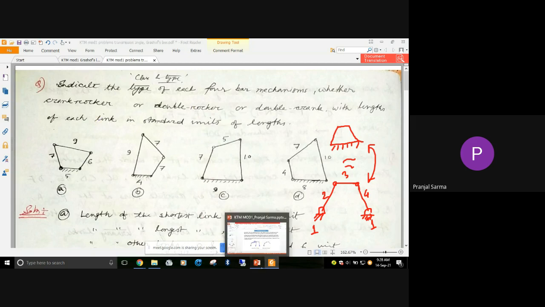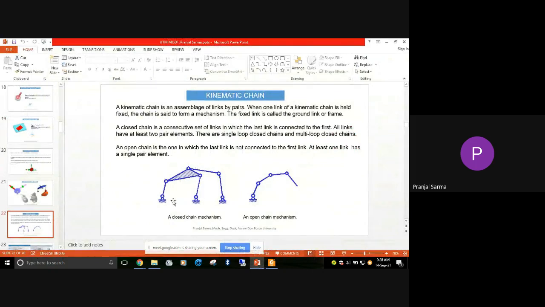Similar is the case here. On the left hand side, these are grounded. So I can either draw like this, or I can draw the whole link and show the whole link as grounded. Similarly, this one is basically a skeleton of whatever industrial robot that you see nowadays. It is based on this kind of open kinematic chain.